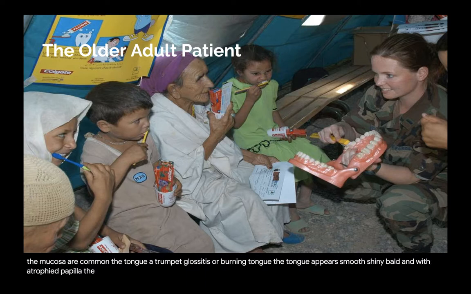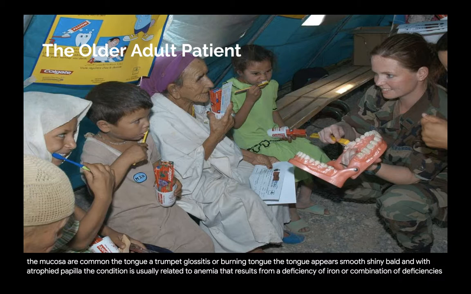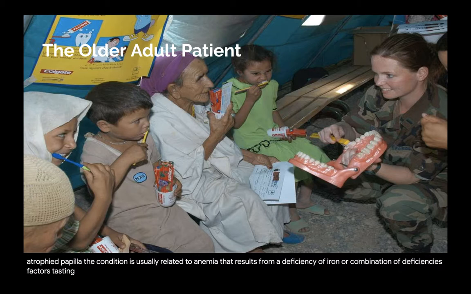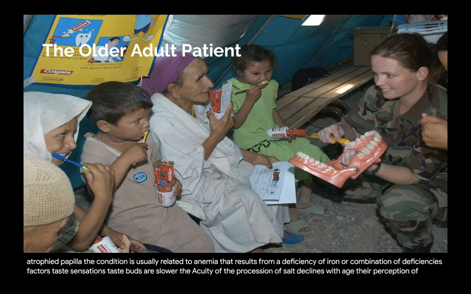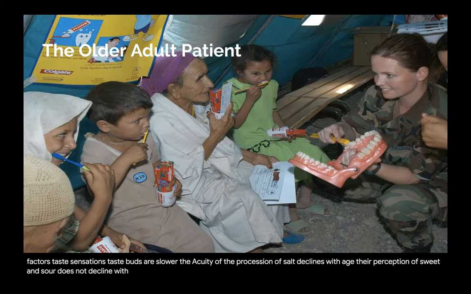The condition is usually related to anemia that results from a deficiency of iron or a combination of deficiencies. Deficiency anemia results from nutritional factors. Taste sensations: taste buds are slower. The acuity of the perception of salt declines with age. The perception of sweet and sour does not decline with age.